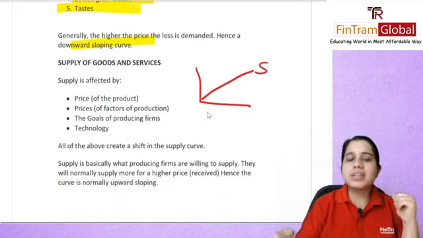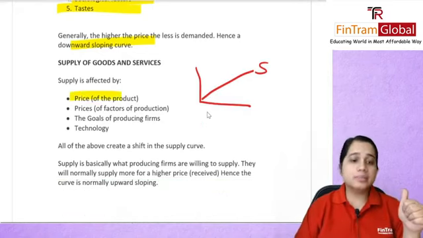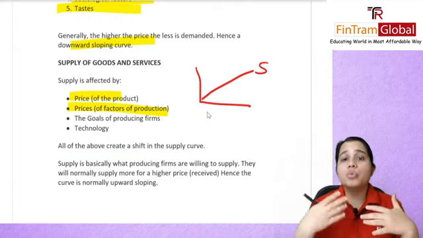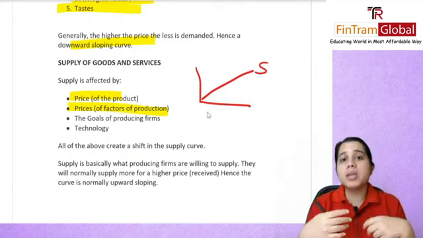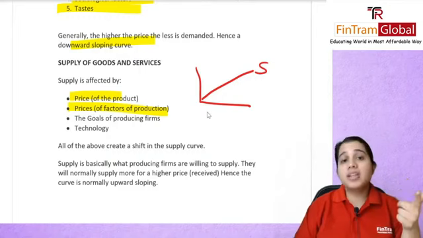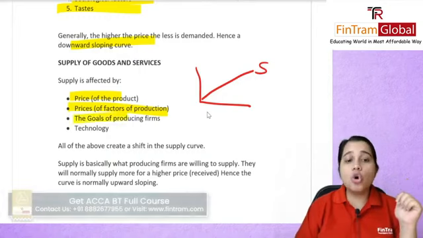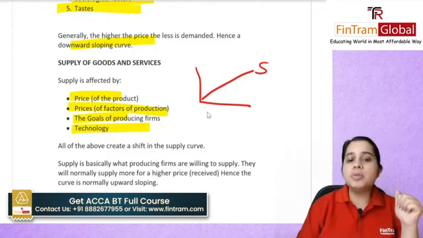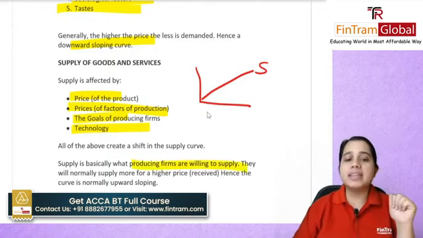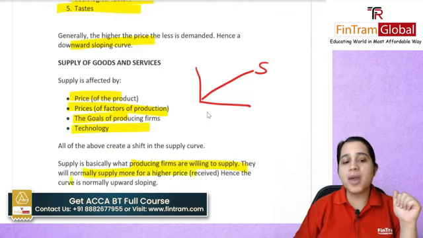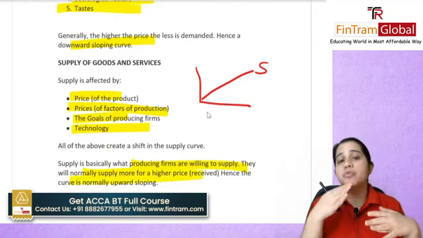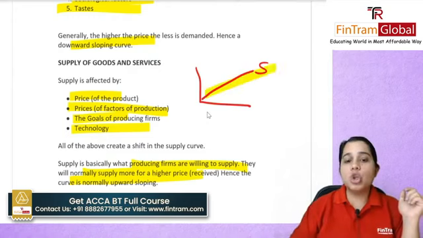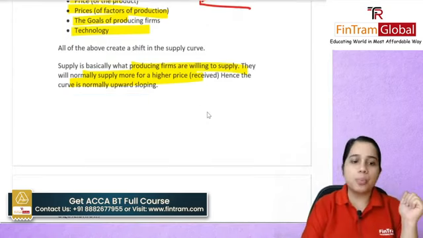How will supply be affected? Again, what is the price of your product? If you are selling at a higher price, then of course you want to supply more so that you can make more profit. What are the factors of production, the goals, and the technology that you have? Supply is basically what producing firms are willing to supply. They will normally supply more for a higher price, and hence, for this sole reason, the supply curve is actually upward sloping and your demand is downward sloping.